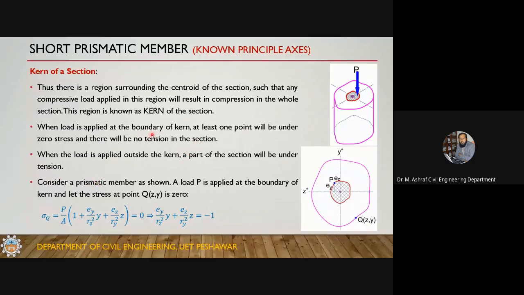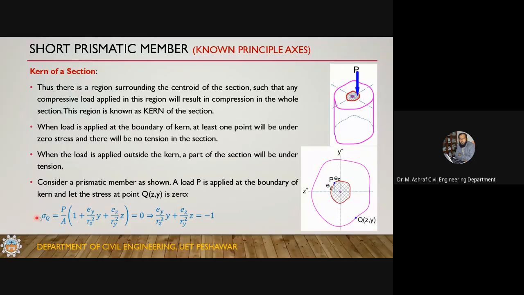So now to formulate this, to get a formula for the kern of a section, to locate the kern of a section, let's do some formulation. Consider a prismatic member as shown. A load P is applied at the boundary of the kern, and the eccentricities of the load are EY and EZ. Let the stress at point Q be zero when you apply the load. There should be a point where the stress is equal to zero, so let's suppose that point is Q.